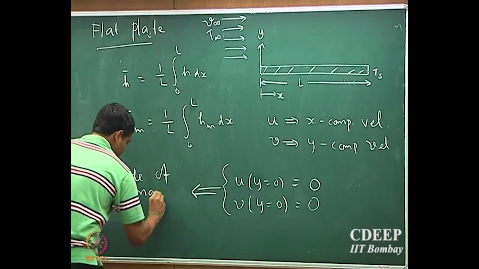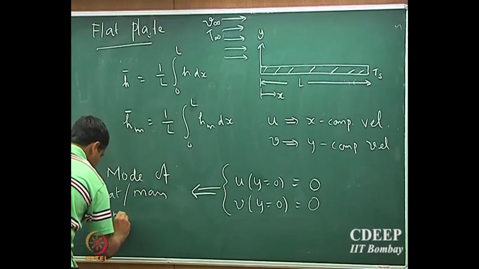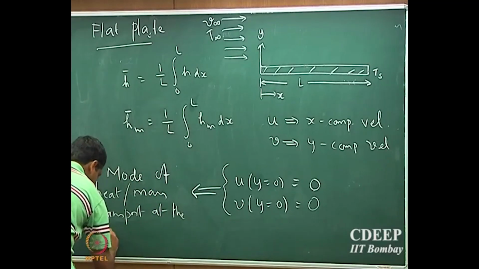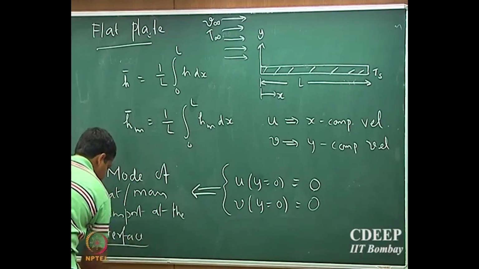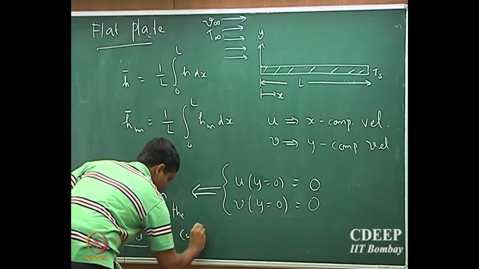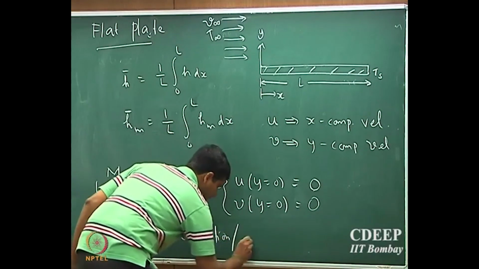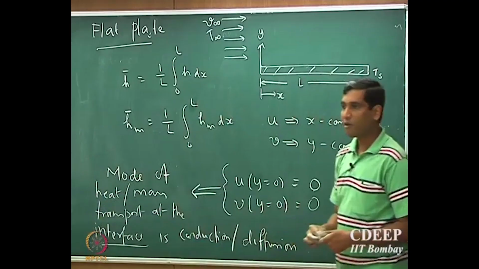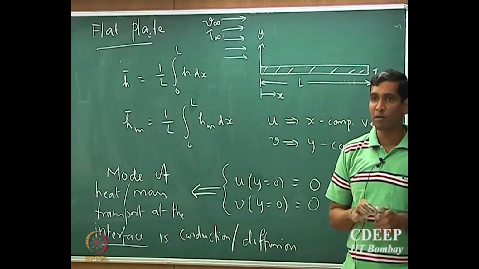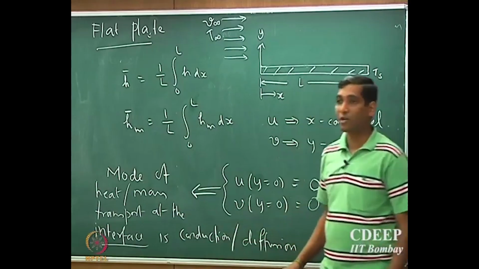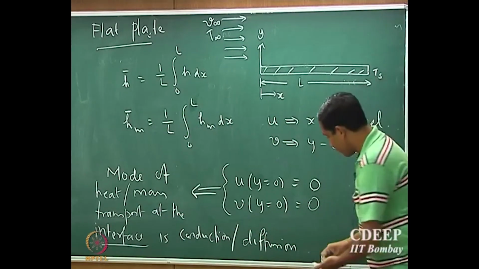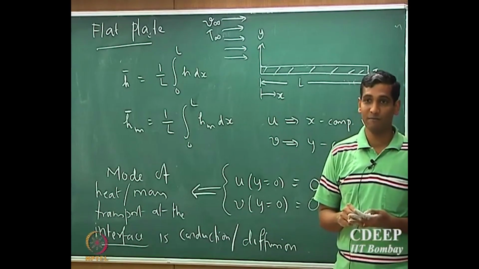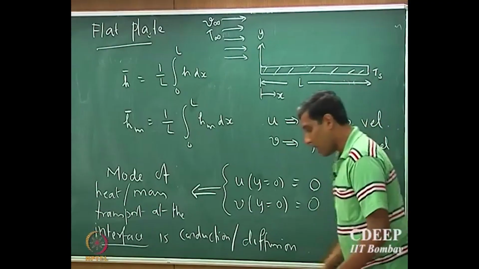So this has a very, very important implication: the mode of heat or mass transport at the interface, very important, at the interface, is conduction or diffusion. Therefore the mode of heat transport or mass transport is essentially conduction or diffusion. So this observation actually simplifies a lot of things for us. So how does it simplify?